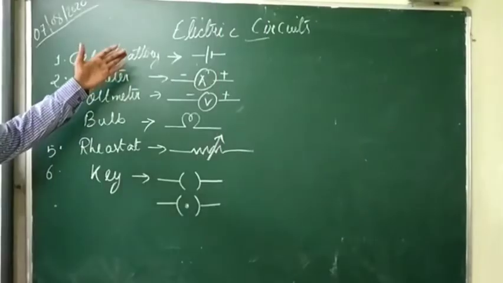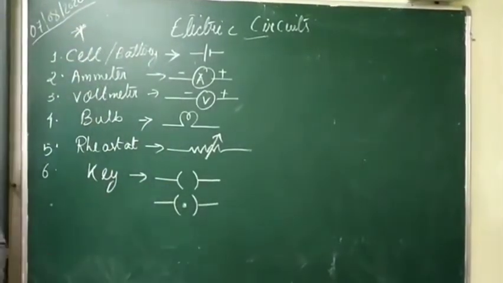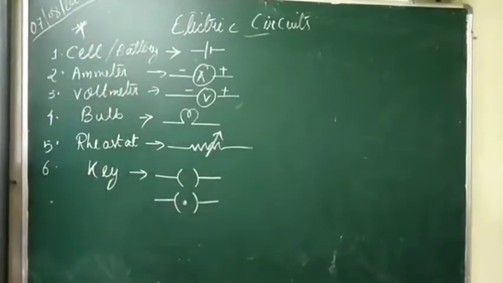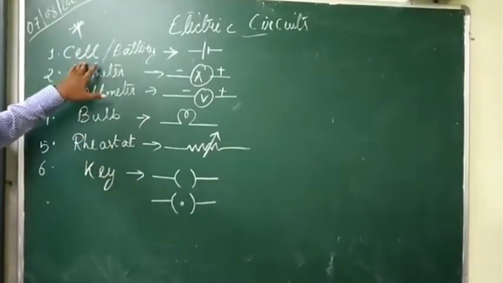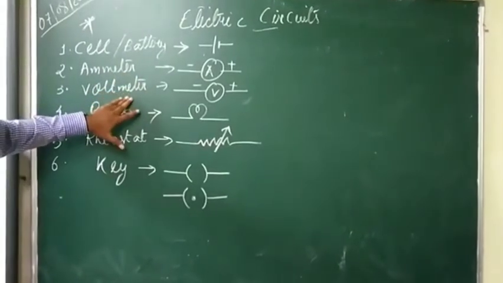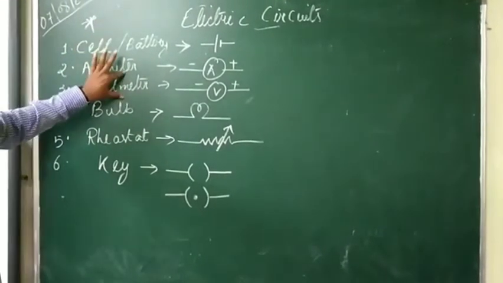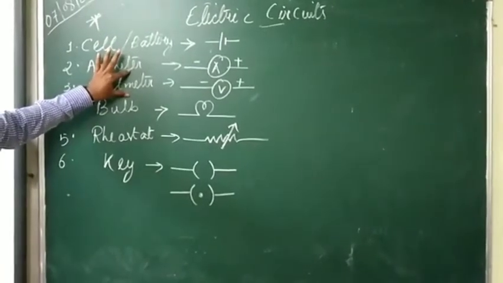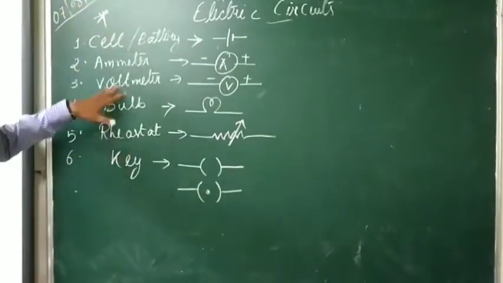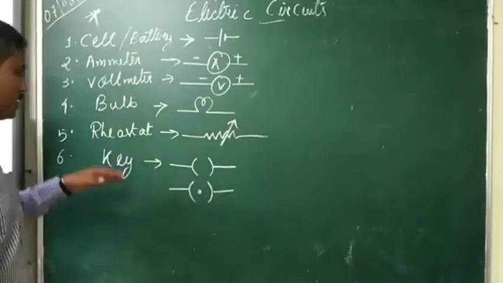Okay, so suppose in a question, this is an important part, this comes in your exam, to draw an electric circuit. Suppose a question comes: draw an electric circuit comprising a cell or a battery, an ammeter, a voltmeter. But this voltmeter will be specified in the question, that it should be connected across certain appliances. Like, suppose, connect the voltmeter across a bulb. Okay, I'll be showing the circuit.